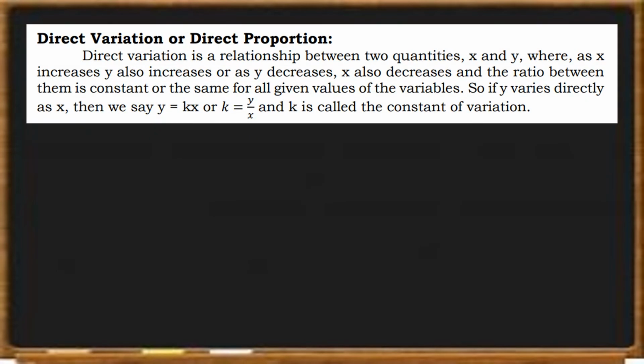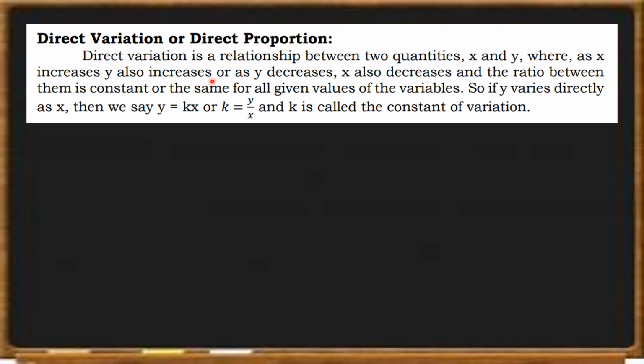So direct variation or direct proportion. So this is what we call direct variation. Direct variation is a relationship between two quantities. So we are dealing with two quantities. It can be x and y, where as x increases, y also increases.